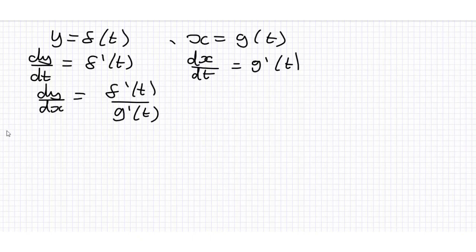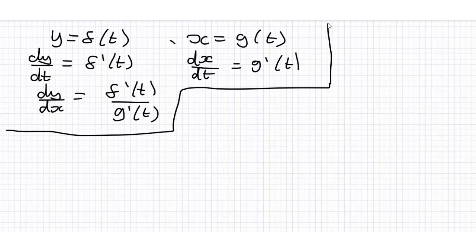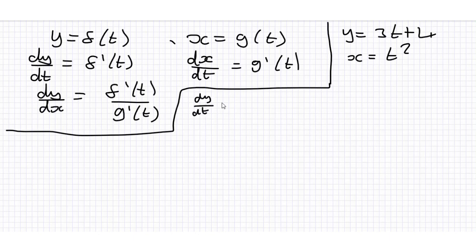Now let's look at an example. Say we define y to be equal to 3t plus 4 and x is equal to t squared. The first thing I want to find is dy by dx. So I'm going to find dy by dt, which is just equal to 3, and dx by dt is equal to 2t. So dy by dx is equal to 3 over 2t. The rate of change of y with respect to x is equal to 3 divided by 2 times this parameter t.